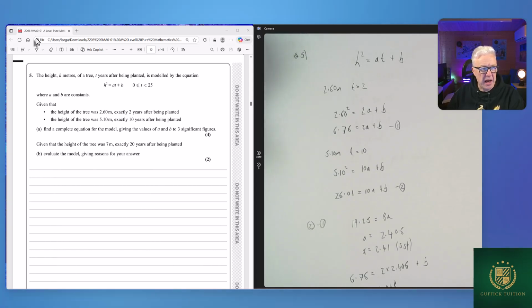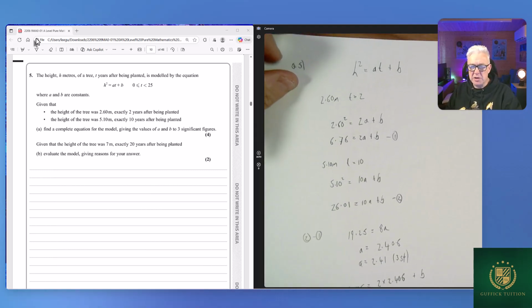So it says the height h meters of a tree t years after being planted is modelled by the equation h squared equals at plus b, where t is less than 25 but greater than or equal to 0, where a and b are constants. Given that the height of the tree was 2.6 meters exactly 2 years after being planted, and that the height of the tree was 5.1 meters exactly 10 years after being planted, find a complete equation for the model giving the values of a and b to 3 significant figures.